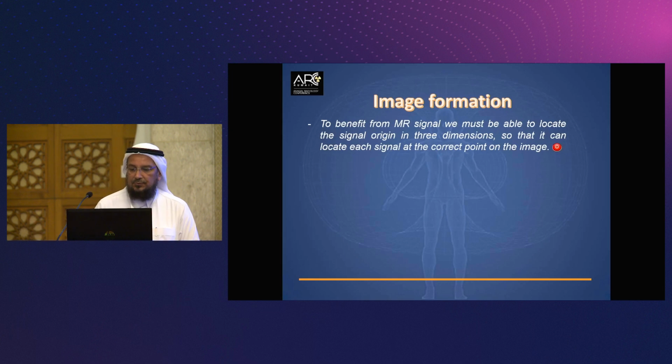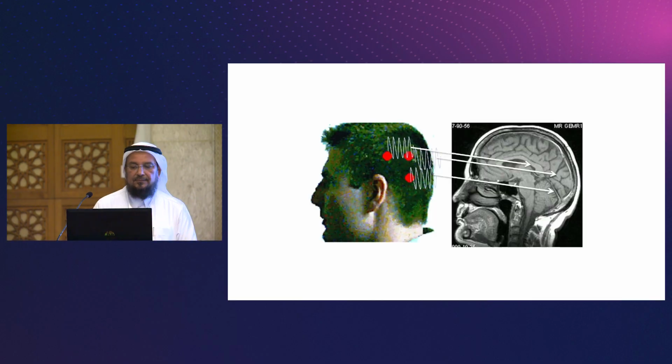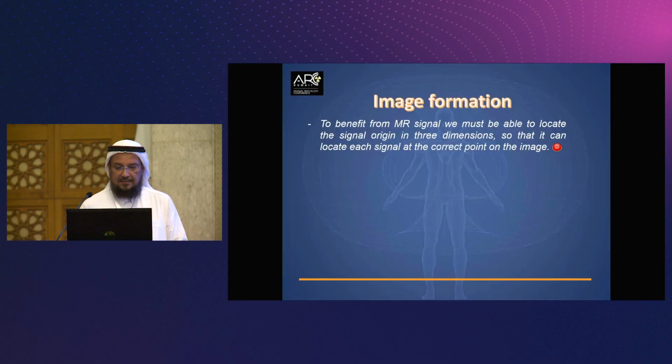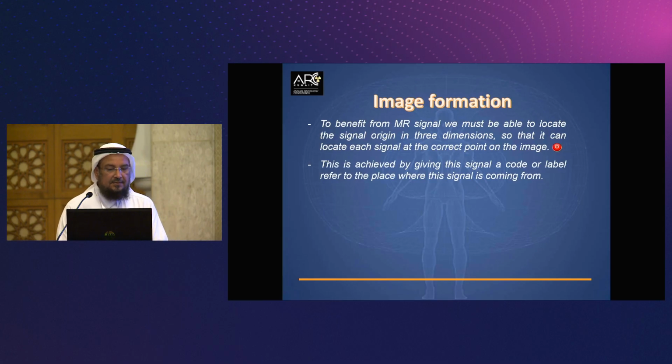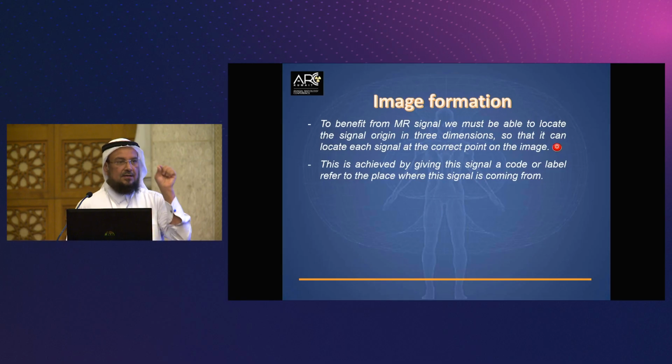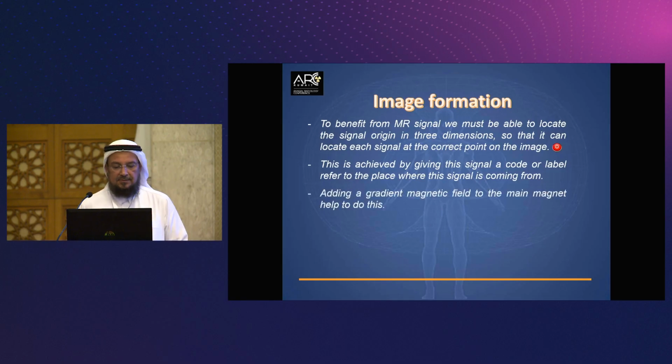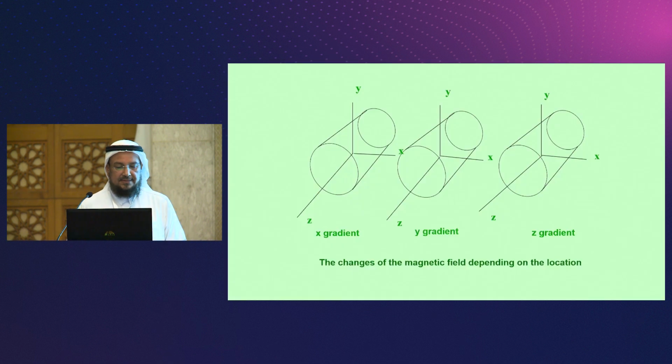So to be able to do that, we have to give a label for each signal. So those signals which are emitting from the patient have to be linked with their original location. So this is achieved by what we call in MRI a gradient, and that is giving a code for each signal. So adding a gradient magnetic field will help us to do that.